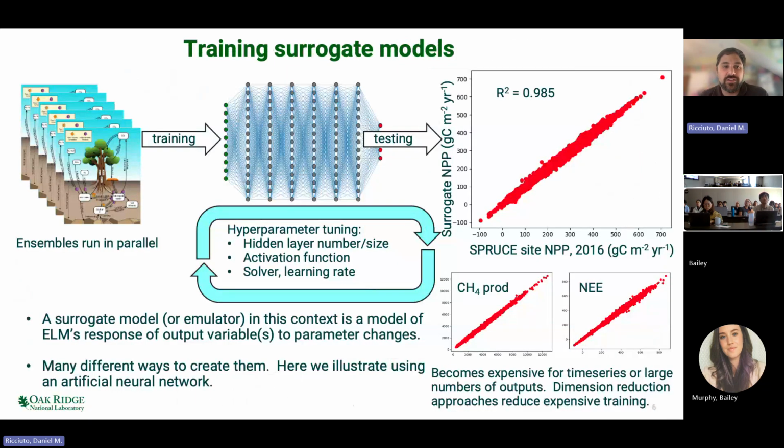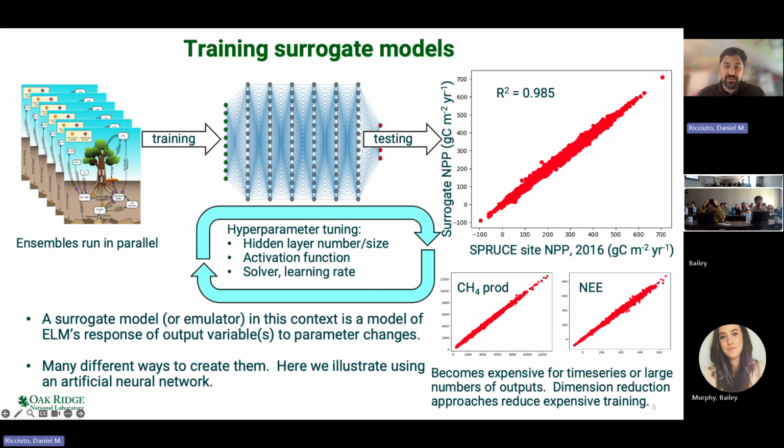So what do we want to do with that? One of the things I wanted to talk about here is surrogate modeling. A surrogate model, or emulator, as some folks refer to it, in this context is a model of ELM's response of an output variable or multiple output variables to parameter changes. For example, we might have 1,000 ensemble members that we've run using the OLMT framework, varying some number of parameters, and we can fit, for example, a neural network to that in order to have a surrogate model that can predict the model's response.